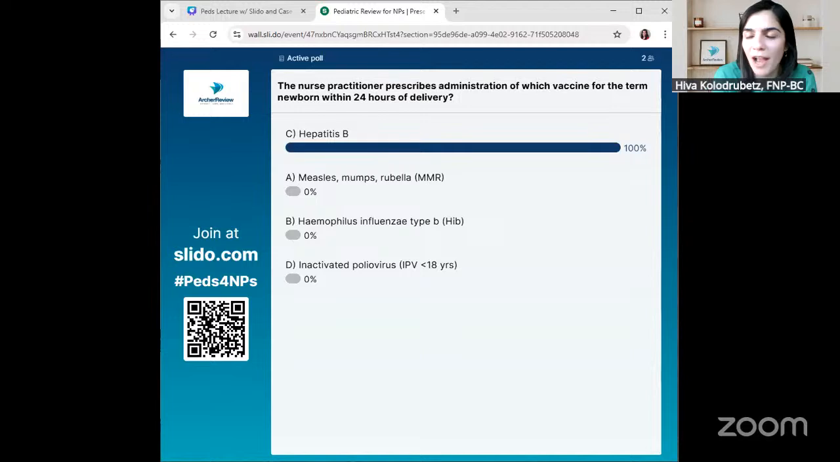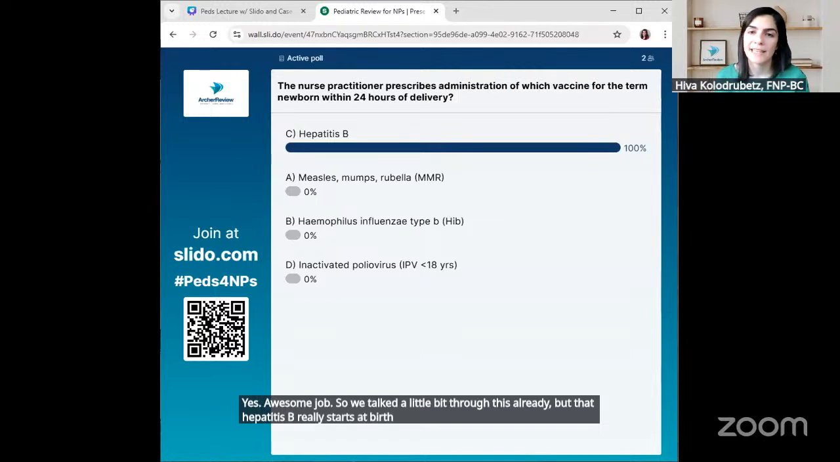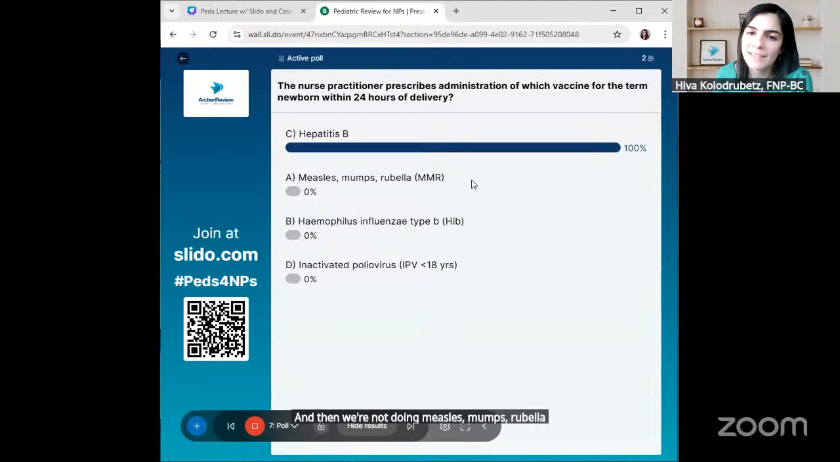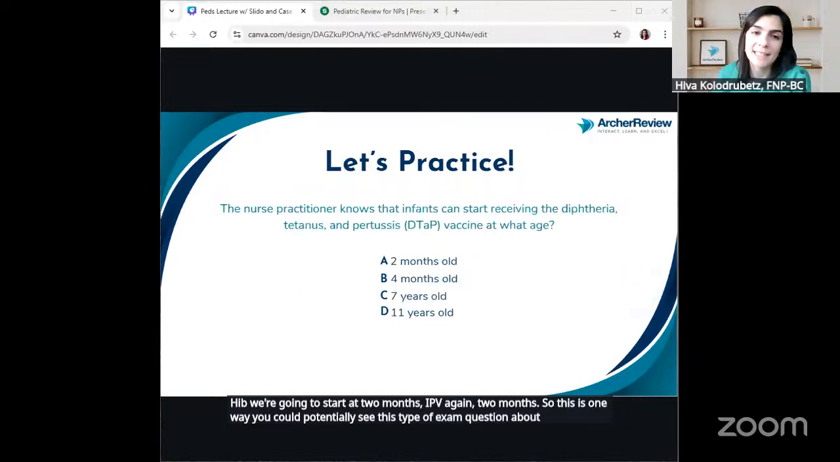Yes, awesome job. So we talked a little bit through this already, but hepatitis B really starts at birth for everyone universally. And then we're not doing measles, mumps, rubella until 12 months of age. HIB, we're going to start at 2 months. IPV, again, 2 months. So this is one way you could potentially see this type of exam question about the vaccines. Let's practice another one.